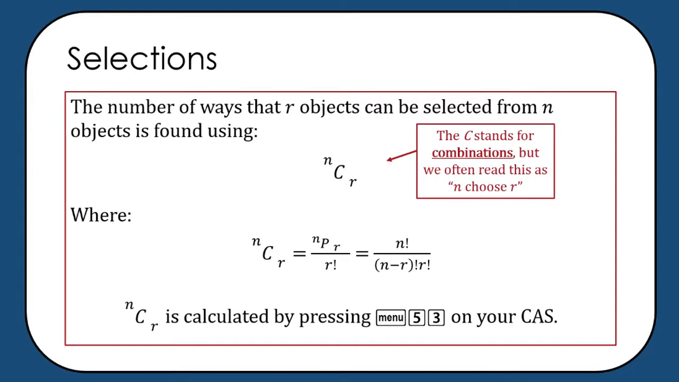So nCr is the number of arrangements, which is nPr divided by r factorial. That can also be written as n factorial over (n minus r) factorial, which is the number of arrangements, also divided by r factorial. There's not really any need to know this formula. Generally, you'll have your CAS for problems like this, and you can just use nCr. nCr is accessed by pressing Menu 5, 3, so that is Menu, Probability, Combinations.